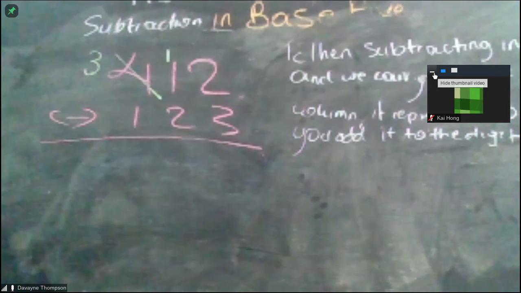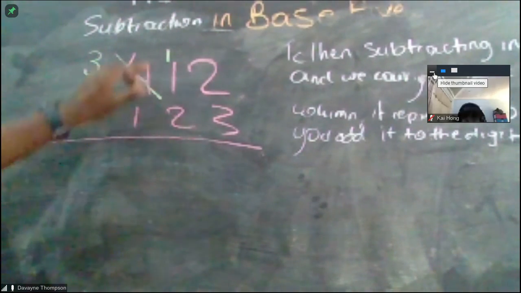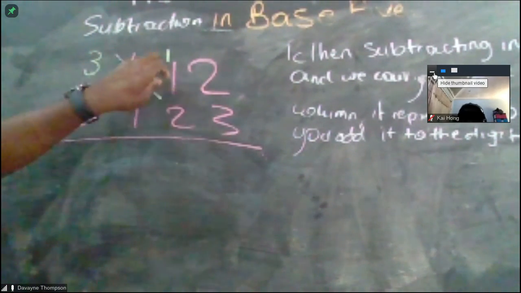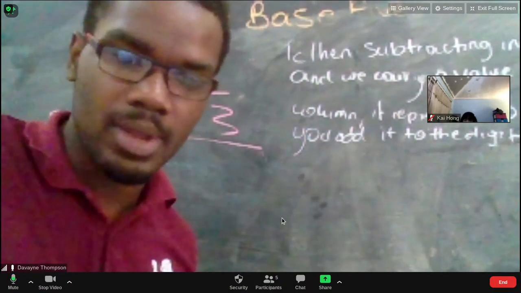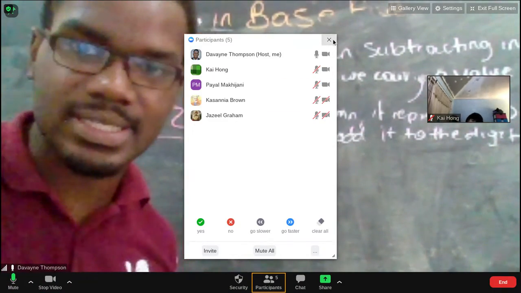Okay. So Pale told us that when we put the 1 here, it really means 5. Therefore we would have 5 plus 1, which is 6. Good job, Pale. Let's go to the next person, Cassania.